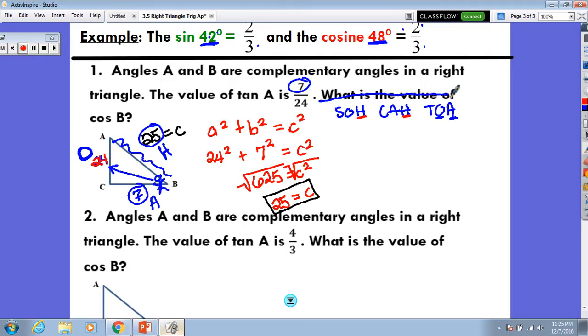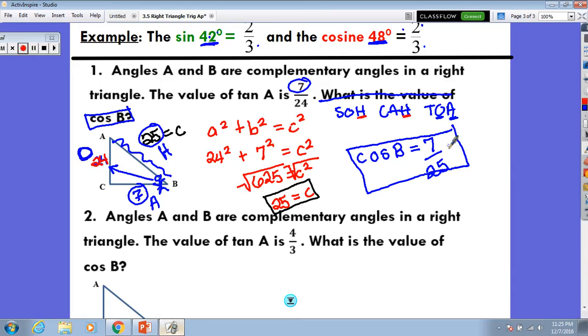What is the value of the cosine of B? So I say the cosine of B equals adjacent, which is 7, over hypotenuse, which is 25. And we are done.